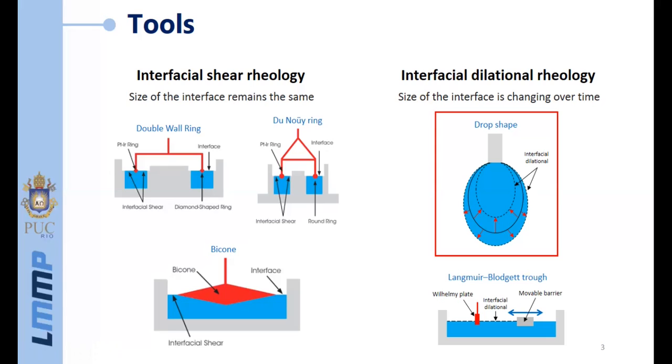There are several possibilities to characterize these interfaces. Working with interfacial rheology by using a tool at the oil-water interface. It can be a double O-ring, a du Noüy ring, or a bicone. In this case, the size of the interface remains the same. The other way is to change the size of the interface by increasing and decreasing the surface area of the interface. This can be done with a Langmuir trough and also with oscillation of a droplet. In this presentation, we'll focus on the drop technique.